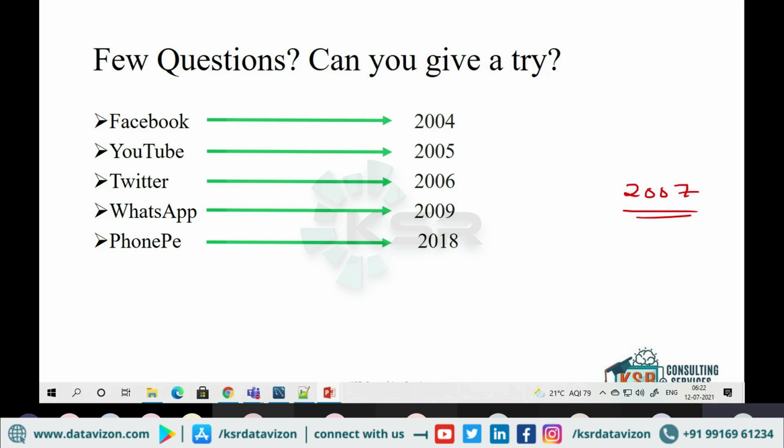How are these records being stored? How many people are there? Do you think they are going to store it in an Excel sheet? Not possible.